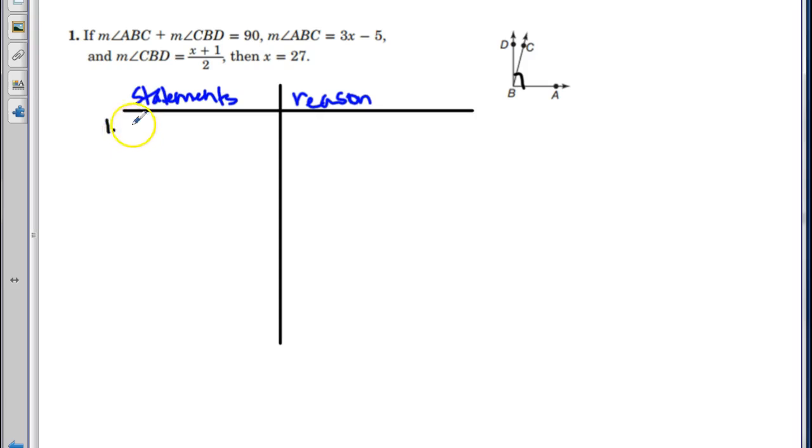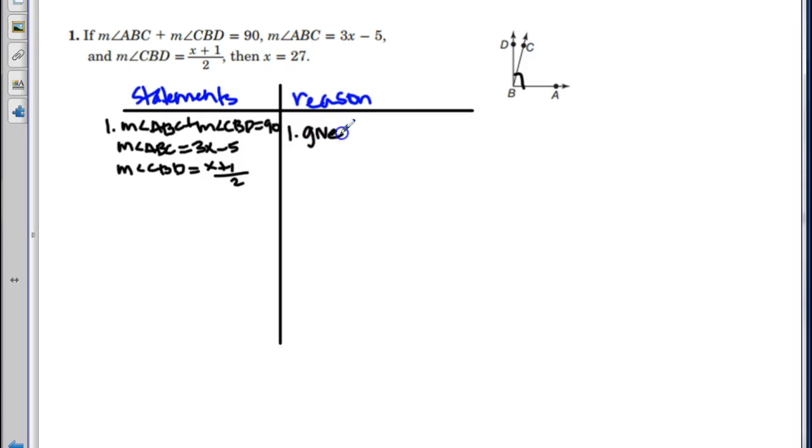So the first thing we're going to write down is the measure of angle ABC plus the measure of angle CBD is 90 degrees. We also are given that the measure of angle ABC is 3x minus 5, and the measure of angle CBD is (x plus 1) over 2. That's a pretty big chunk of just givens. So number one, reason: given. Yay! We have that out of the way.